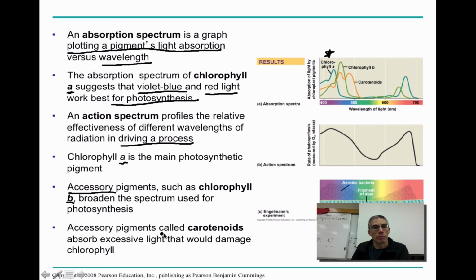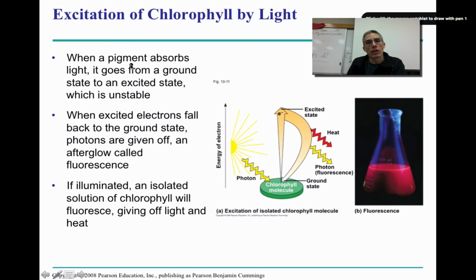Some accessory pigments are called carotenoids, and these absorb excessive light that could possibly damage the chlorophyll. So they have an additional factor that allows them to do something else for the plant, not only in regard to the process of photosynthesis, but making sure that the chlorophyll remains intact and can actually do its job.